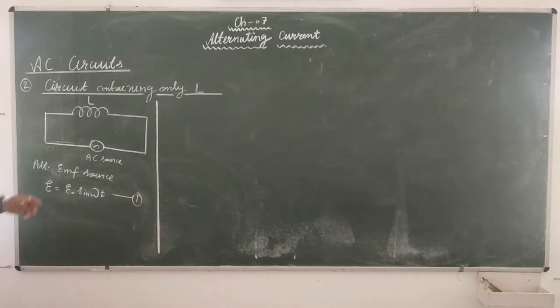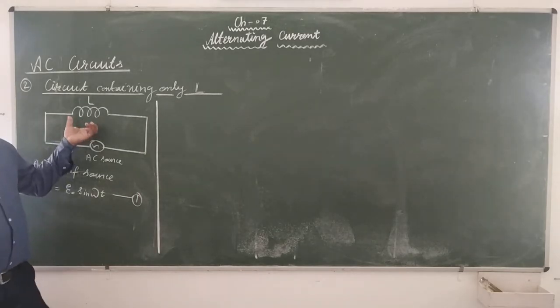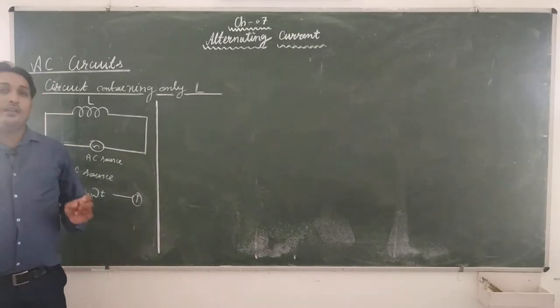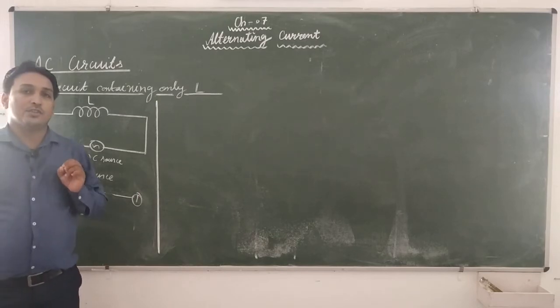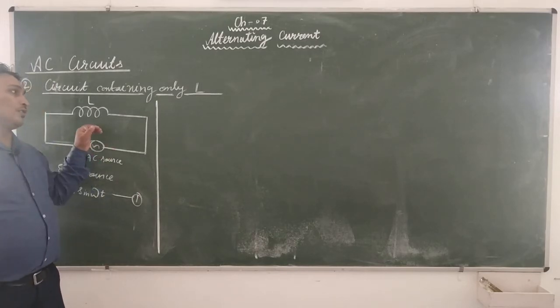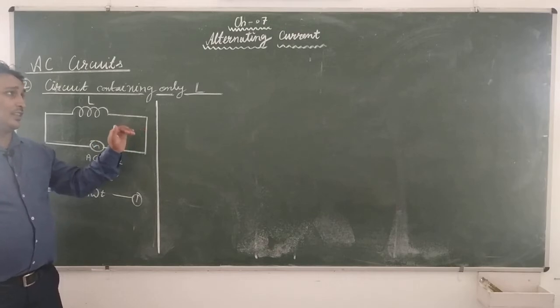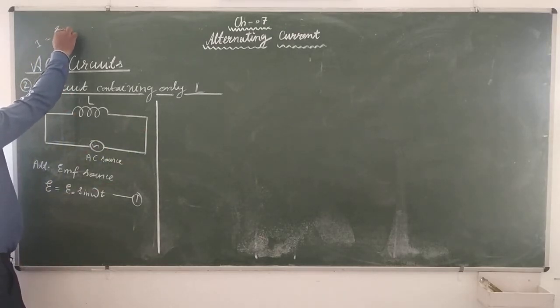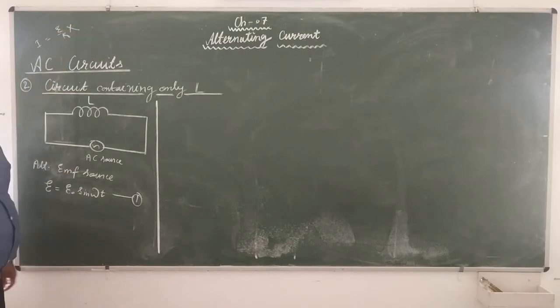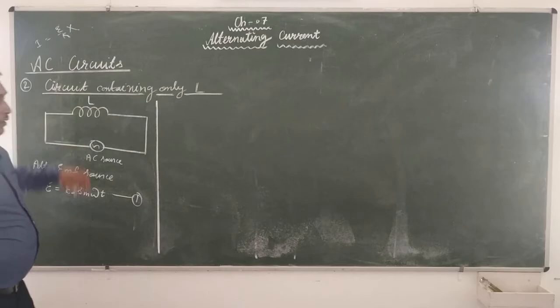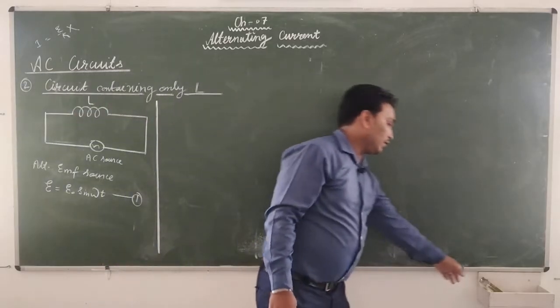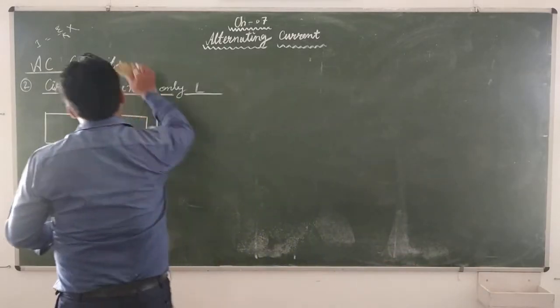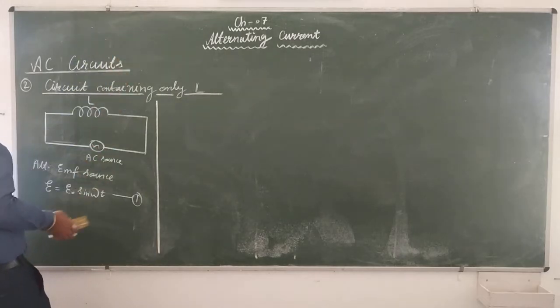Now just try to understand. If we talk about an ideal inductor, what is an ideal inductor? An ideal inductor has zero resistance. So there is no resistance. So in this case, the formula I is equal to E by R won't work. Why is it so? Because there is no resistance. Then how are we going to solve it? What is the method, what is the trick we are going to use?